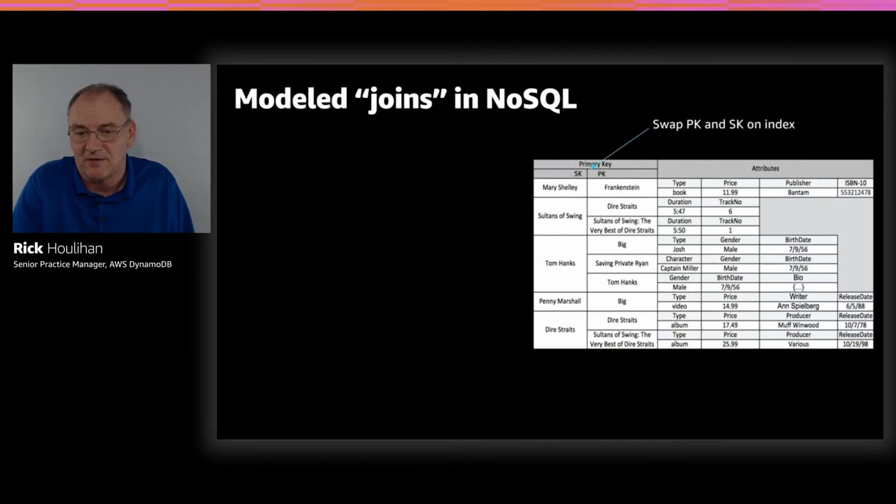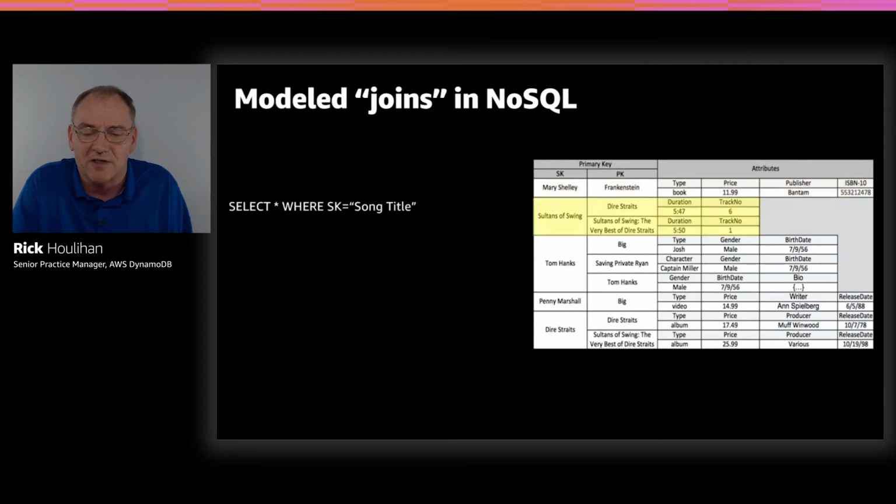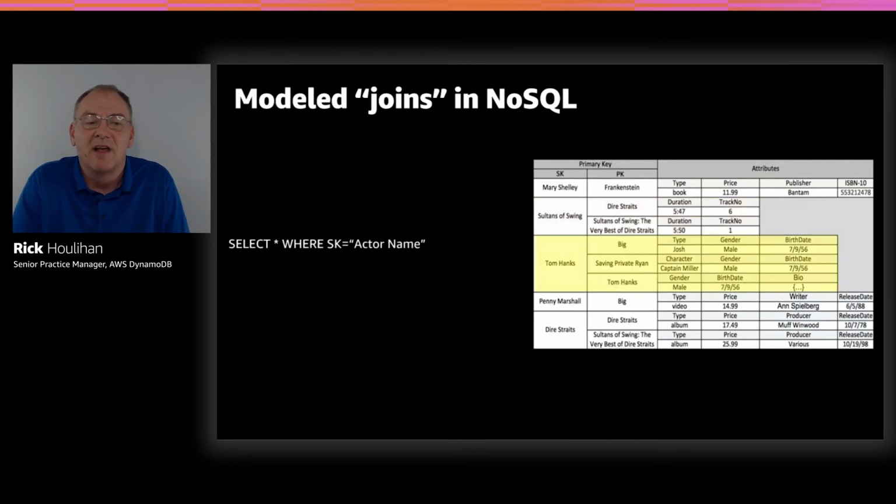As a matter of fact, right now, when we flip that sort key and the partition key, interesting things happen. Now we enable a whole new set of access patterns. Select where the author equals X. I get all the books written by the author. Select where a song title equals such and such. I get all the albums that song has appeared on, all the tracks that were recorded for that song across all the albums it's been on. Select by actor name. Hey, I get all the actor's roles that he's played across all his movies.